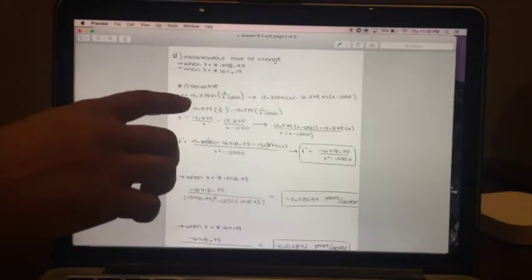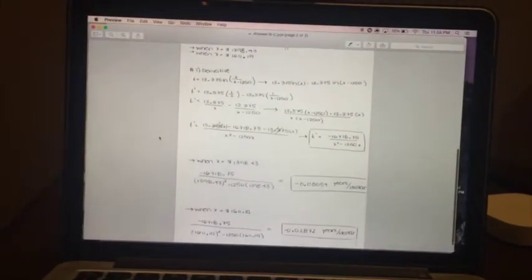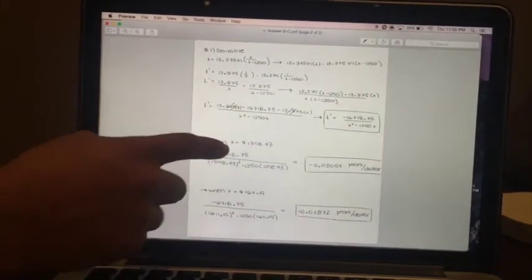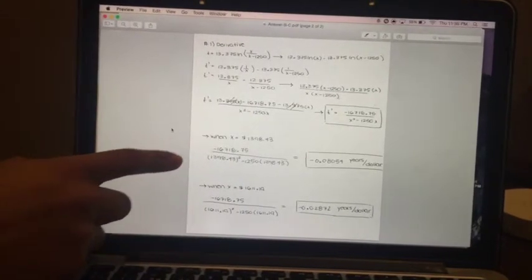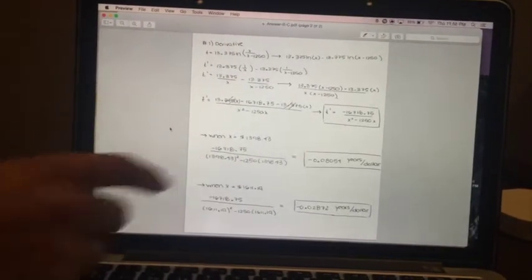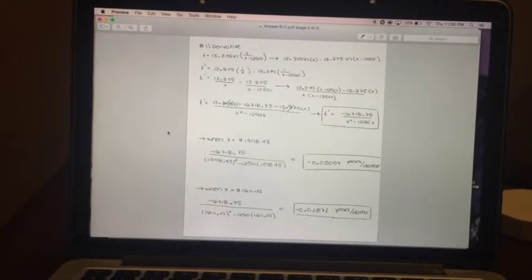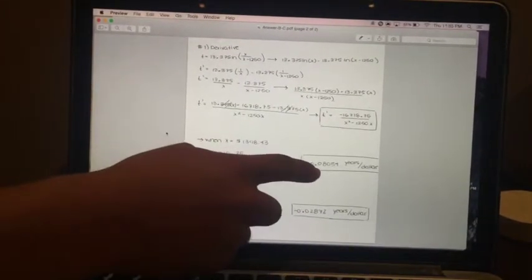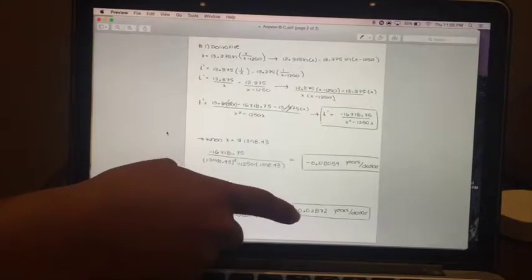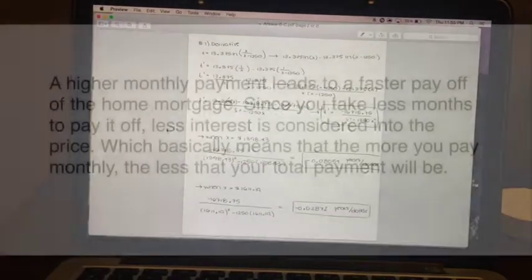In this part, we got the instantaneous rate of change. For the instantaneous rate of change, first we got the derivative of the function, and with that derivative of the function, we plugged in the monthly payment, and with that monthly payment, we got years per dollar, which means that with each dollar we add, we will reduce 0.08 years, and here 0.02 years.